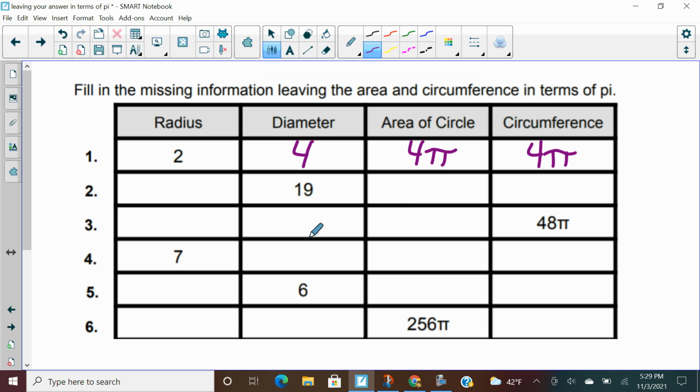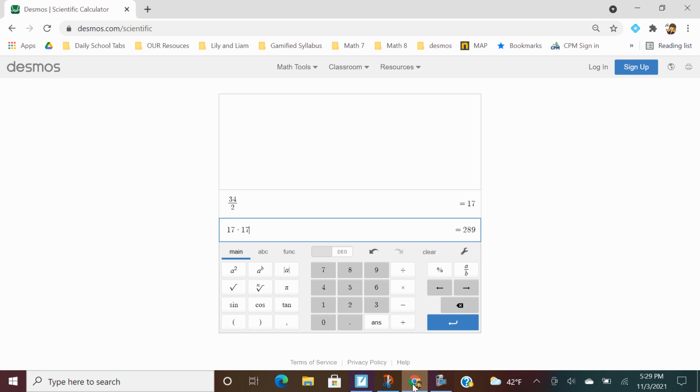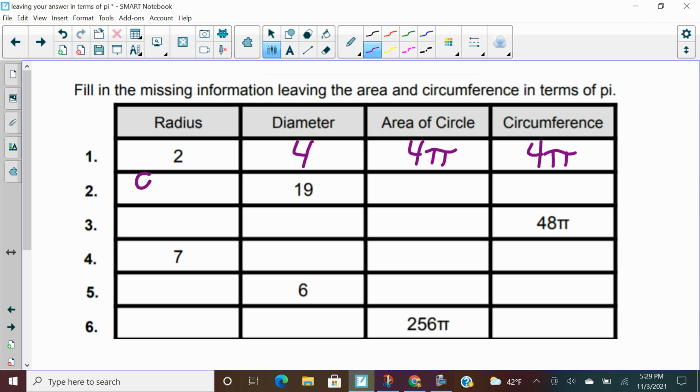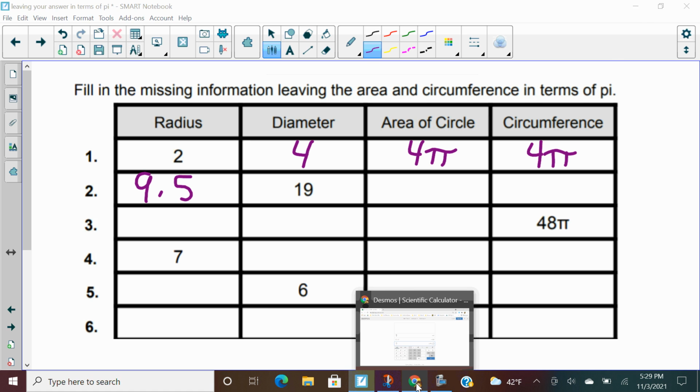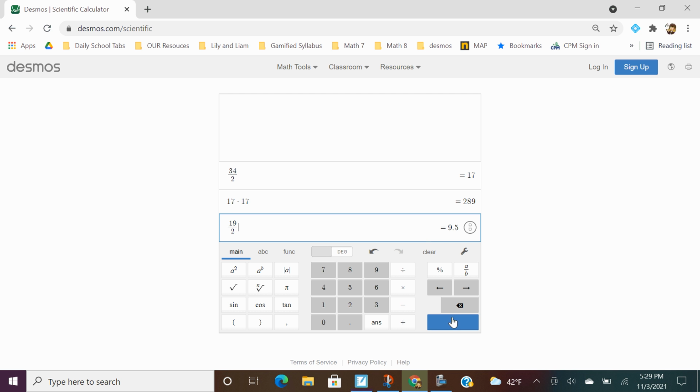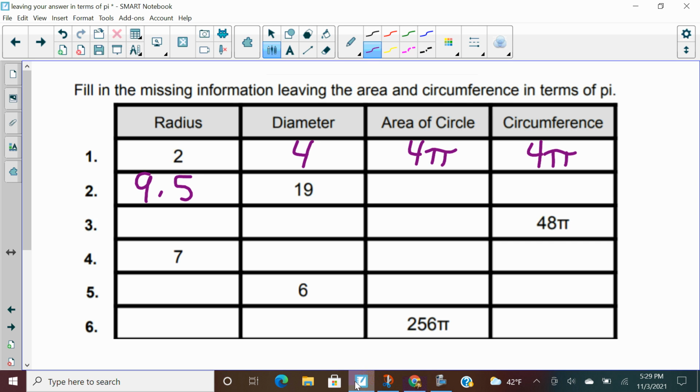So problem number 2, to find my radius, I divide 19 by 2. Open my calculator. Do 19 divided by 2 to get 9.5. To get area, I do 9.5 times 9.5, which is 90.25. So my area is 90.25 pi, because I'm not going to multiply by 3.14, and my circumference is 19 pi.